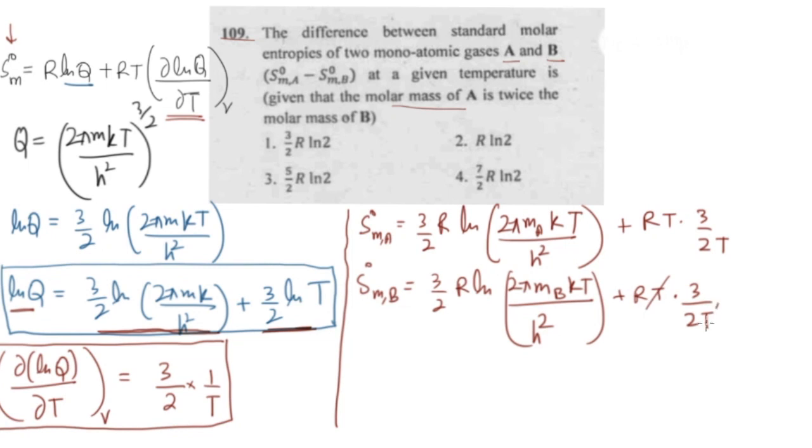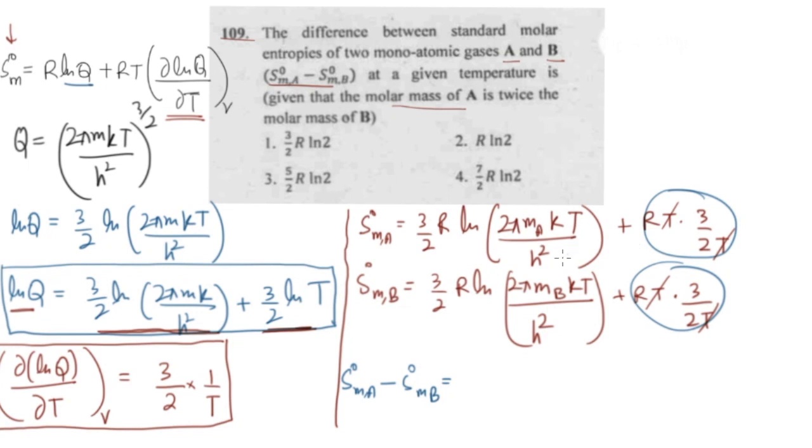So this T and this T will be cancelled out. Here also these two will be cancelled out. What they're asking is the difference of these two. So just take the difference of both of these values. S naught m A minus S naught m B, that's what you have to calculate.